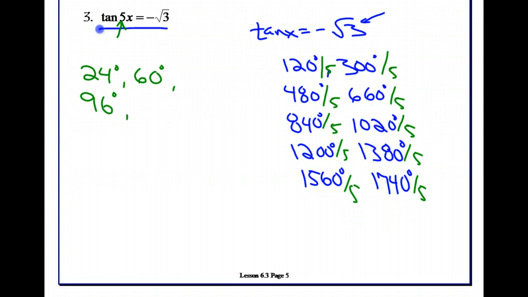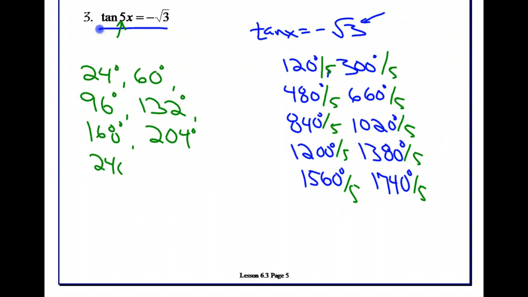660 by 5, oh shoot, what is that? 132 degrees. 840 by 5 is 168 degrees. Then we get 204 degrees, some very strange angles. And maybe you start looking and saying, oh, I see a pattern. These just keep going up by 36s. And you are right. They do. So that'd be another way to get the answers.